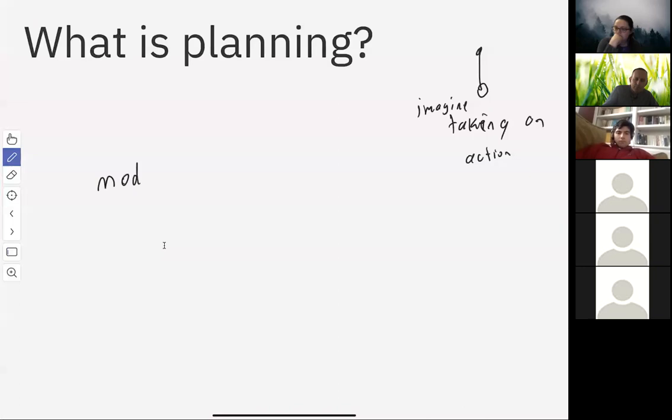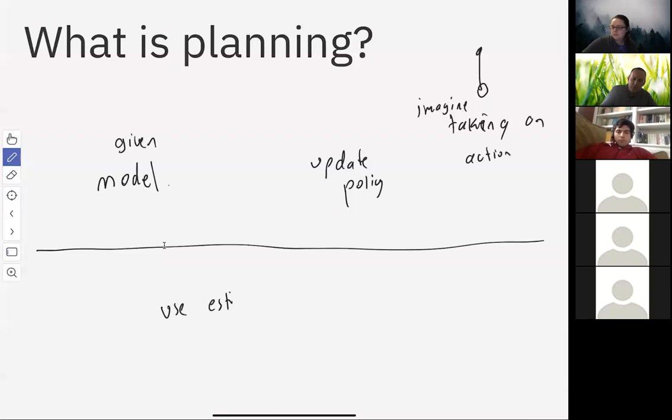and updating. So given a model, update your policy. Given a model, update the policy. How do we normally update the policy, Nelson? What do we normally use to update our policy in all the model-free stuff we've been doing so far? Use the estimates you have for the state values. Okay, so we use the estimates. So this is, let's say, without a model. We use estimates of state values.